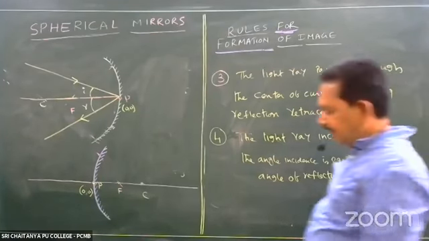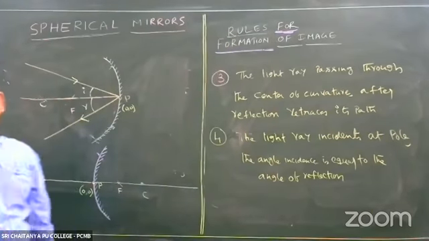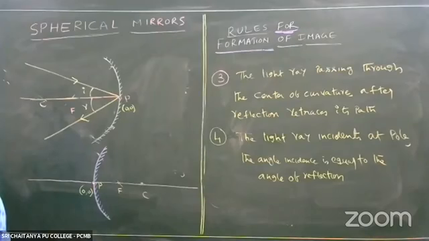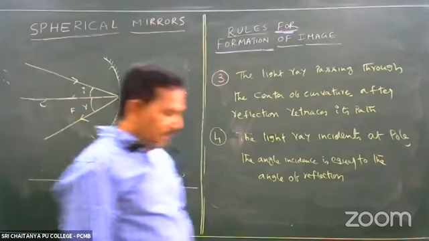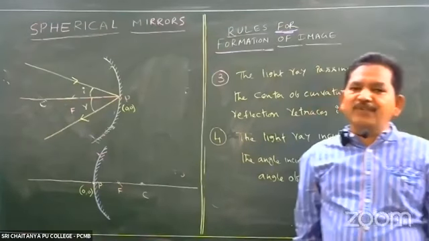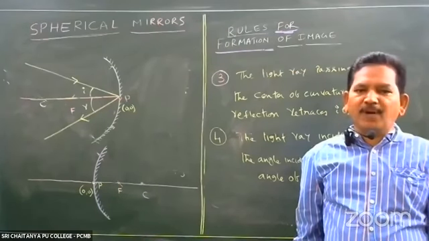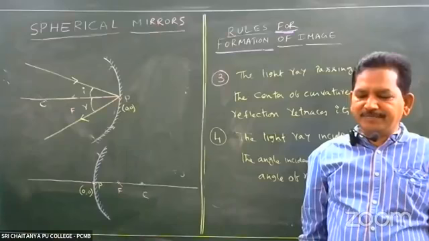How to form the image by means of the spherical mirrors? Out of four, take any two light rays. After reflection, these two light rays are going to meet at a point, intersect. At that point, the image will be formed. If the image is formed really due to the intersection, then we will get the real image. If they appear to meet at a point, at that point we will get the virtual image.